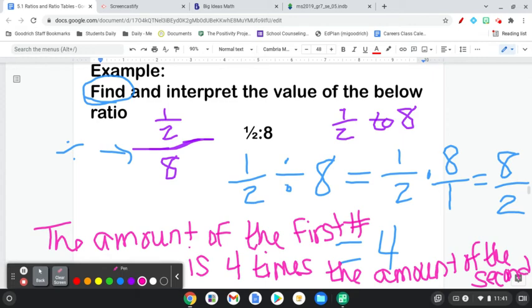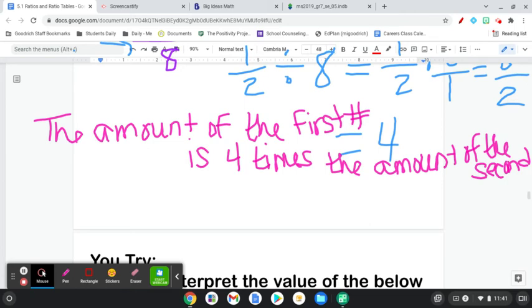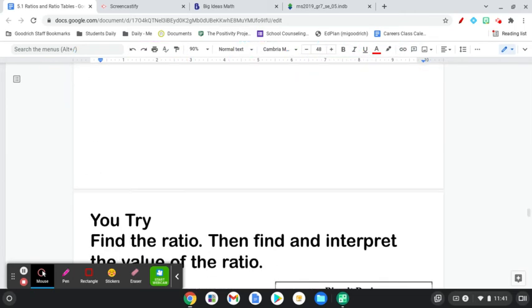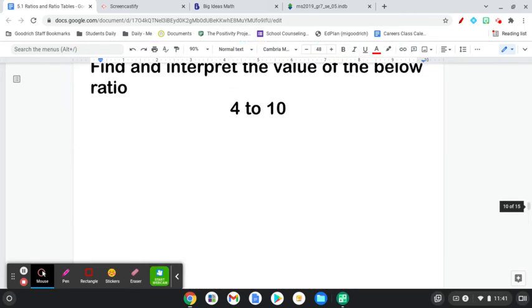So again, that first value, or to interpret the value, it means that this is for the amount. Okay. All right, let's look at another example here. I know that can be a little bit tricky. We'll do this one together still.